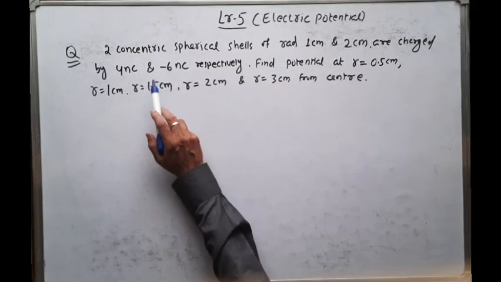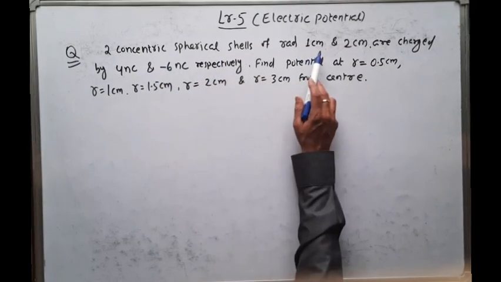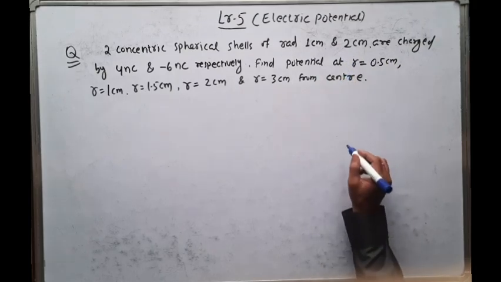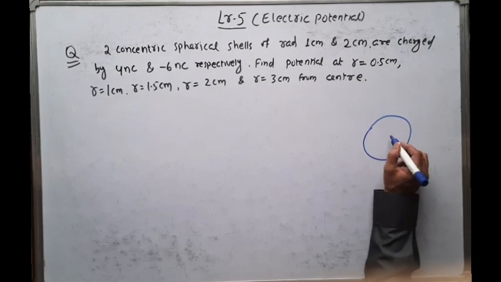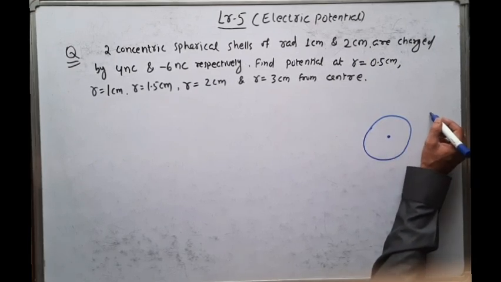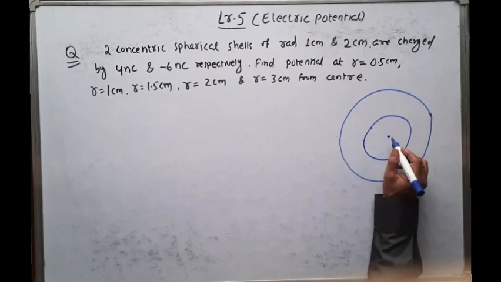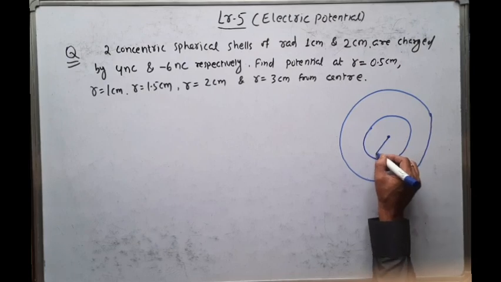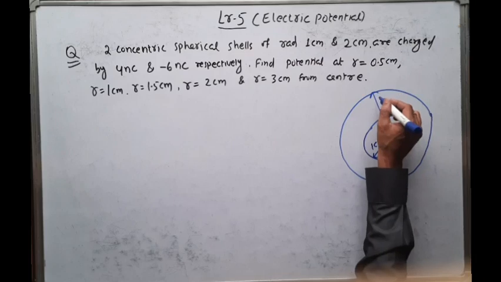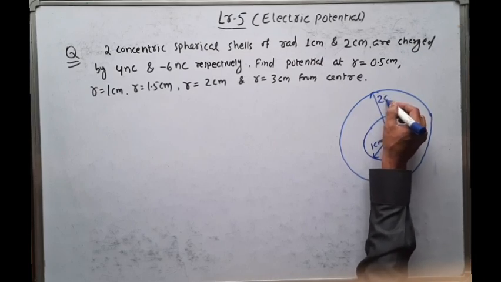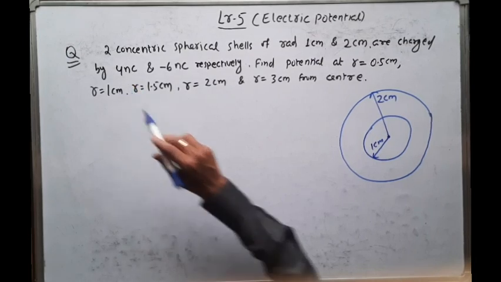So this is a question. Here it is given two concentric spherical shells of radius 1 centimeter and 2 centimeter. You see, so I am taking two concentric shells. So this is the inner shell and this is the outer shell. So in the inner shell, the radius is 1 centimeter, and the outer shell radius is equal to 2 centimeter, and inner shell is charged by 4 nanocoulomb.